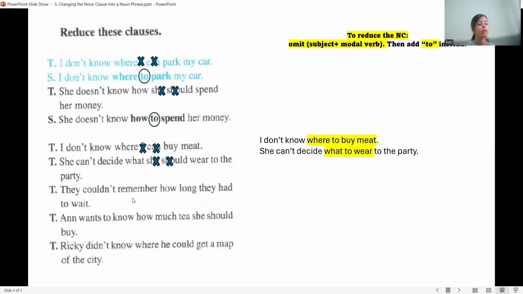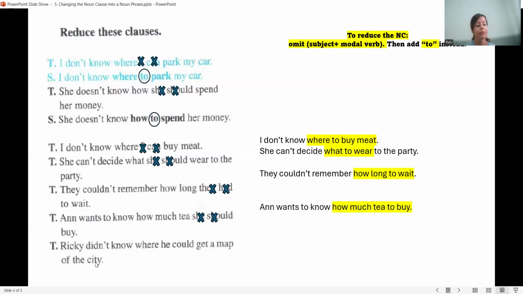Number 3. They couldn't remember how long they had to wait. In the noun clause, they is the subject, had to is the modal verb. So we omit them, and then we have this reduced noun clause: they couldn't remember how long to wait. Number 4. Anne wants to know how much tea she should buy. In the noun clause, she is the subject, should is the modal verb. We omit them. And we have this reduced noun clause: Anne wants to know how much tea to buy.